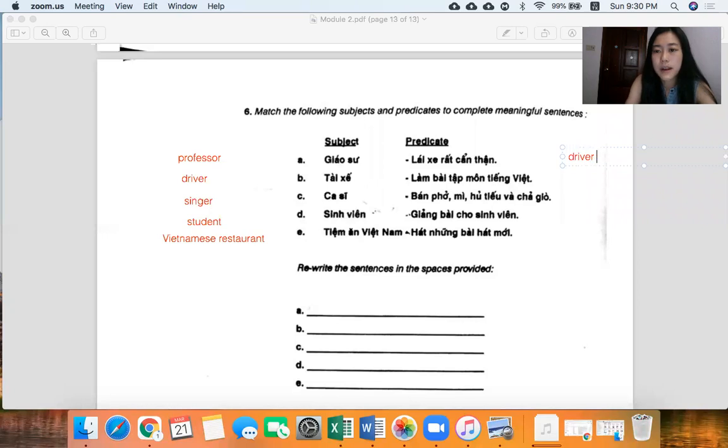Lái xe rất cẩn thận. Drive very carefully. Làm bài tập môn tiếng Việt. Do Vietnamese exercise. Bán phở, mì, hủ tiếu và chả giò. Sells phở, mì, hủ tiếu and chả giò.